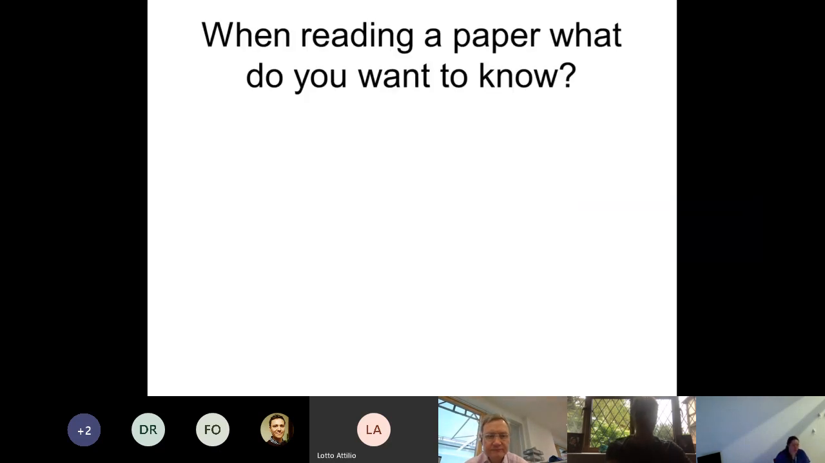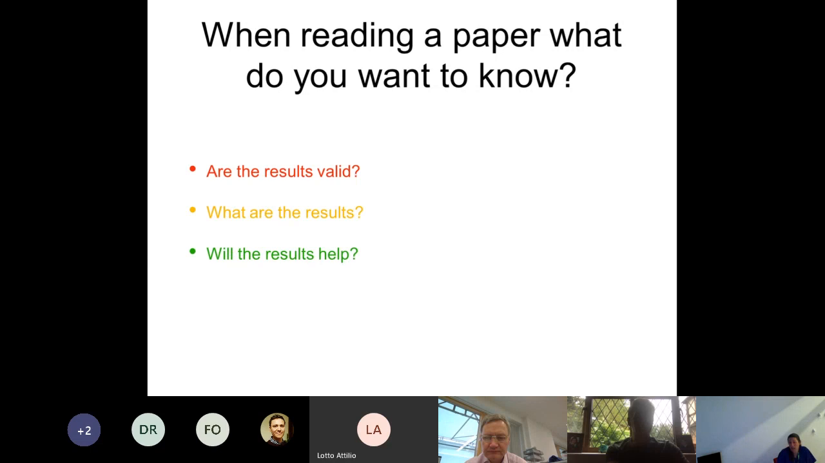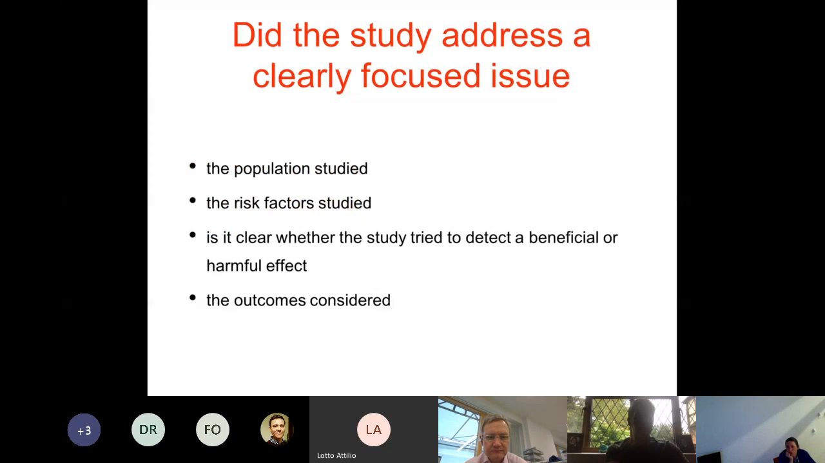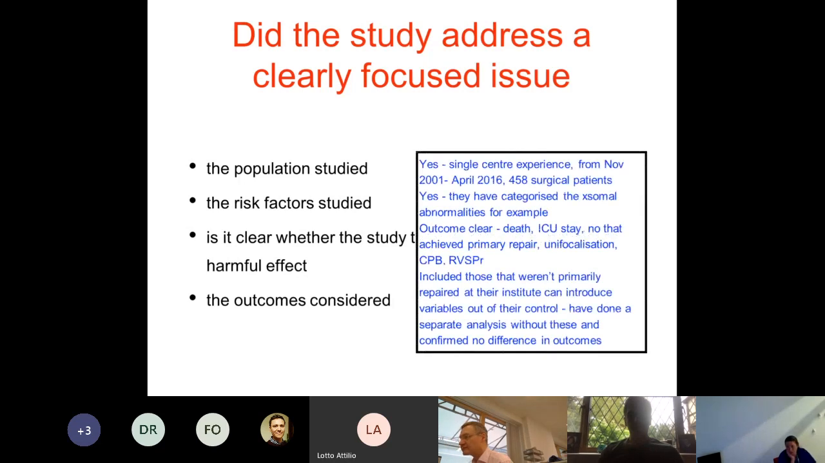So the way I decided to approach this was more of a critical appraisal tool. When we're reading a paper, we want to know if the results are valid, what they are, and if they'll actually help us in our practice, in our center. The first thing you touch on is, did they address a clearly focused issue? You're looking at the population, what it is that they were looking at, whether they considered their outcomes. If you're going to take the time to collect all of this data, have you got a clearly focused question, which is the starting point for all research.